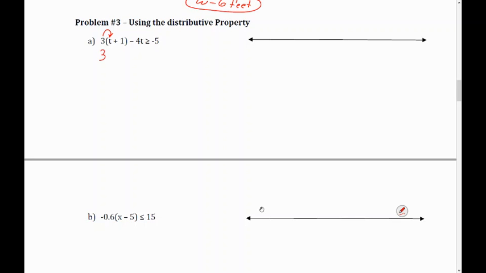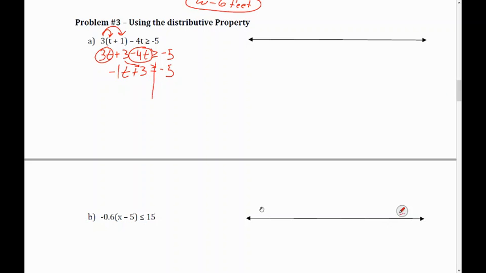3t, 3 times 1 is 3. Subtract 4t, which is greater than or equal to negative 5. All right? Anytime we're doing these, we want to see if we have like terms before we start to actually solve the equation. And I notice that I have 3t and a negative 4t on the same side of the equation. So we need to put those together first before doing anything else. Okay? So 3t minus 4t is negative 1t. The positive 3 just drops down here, which is greater than or equal to negative 5.